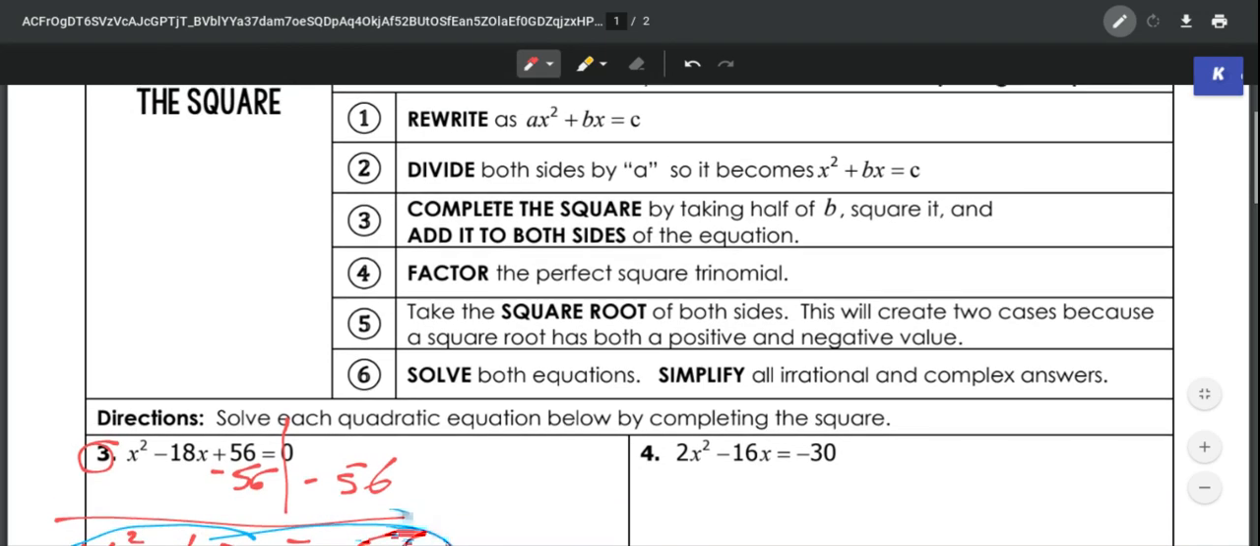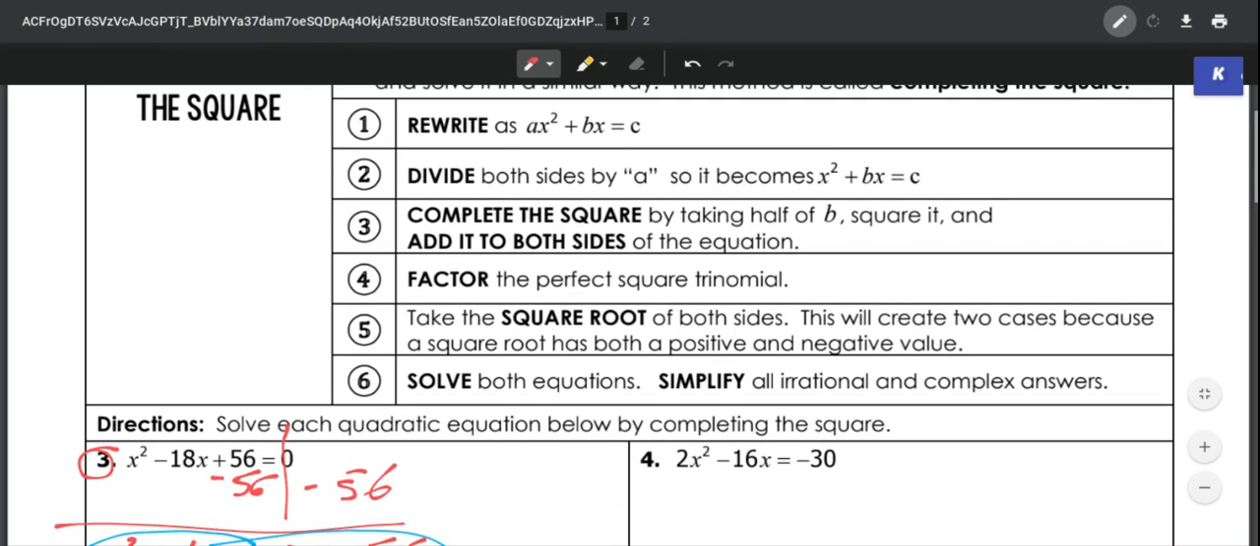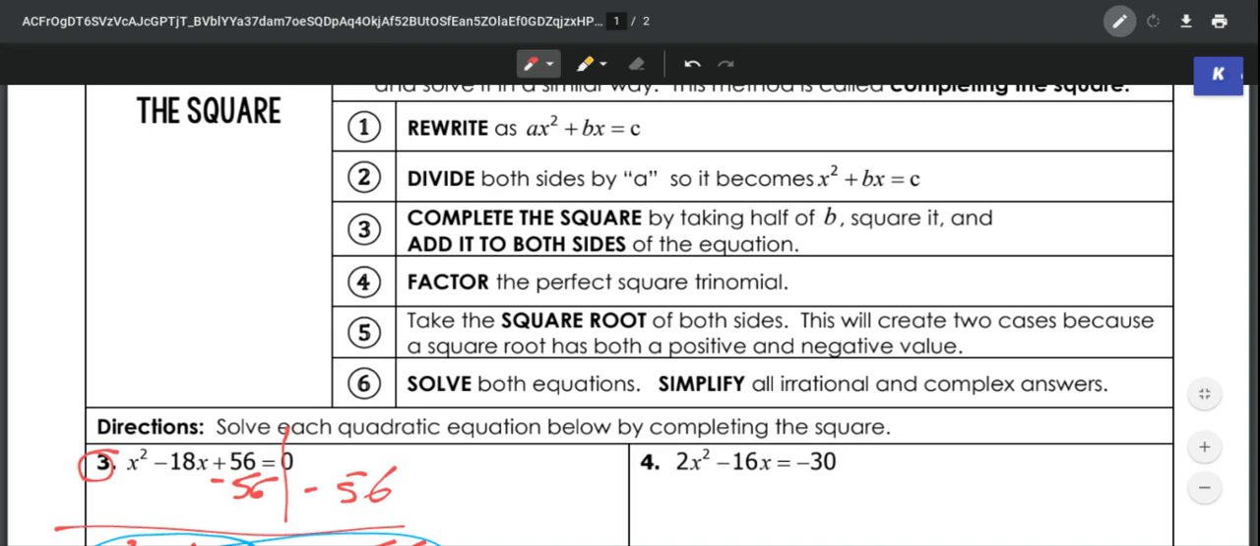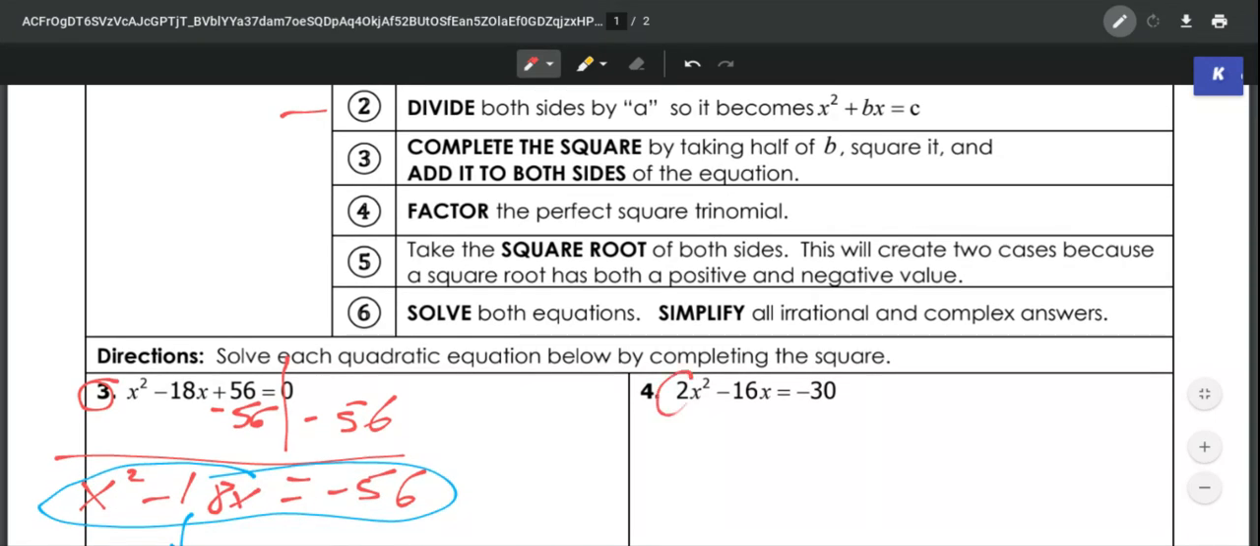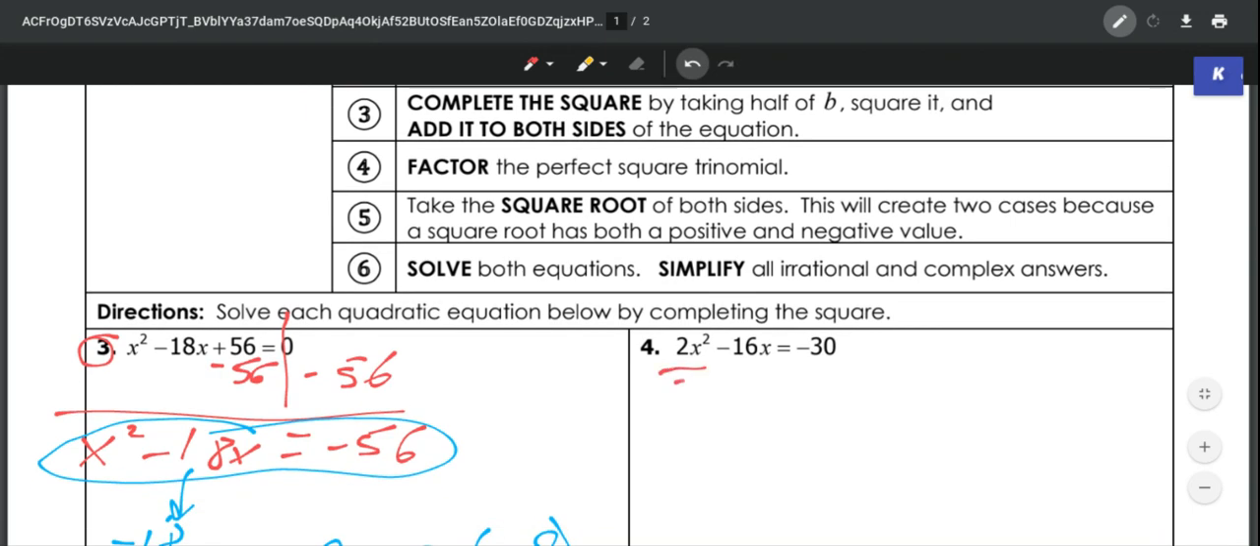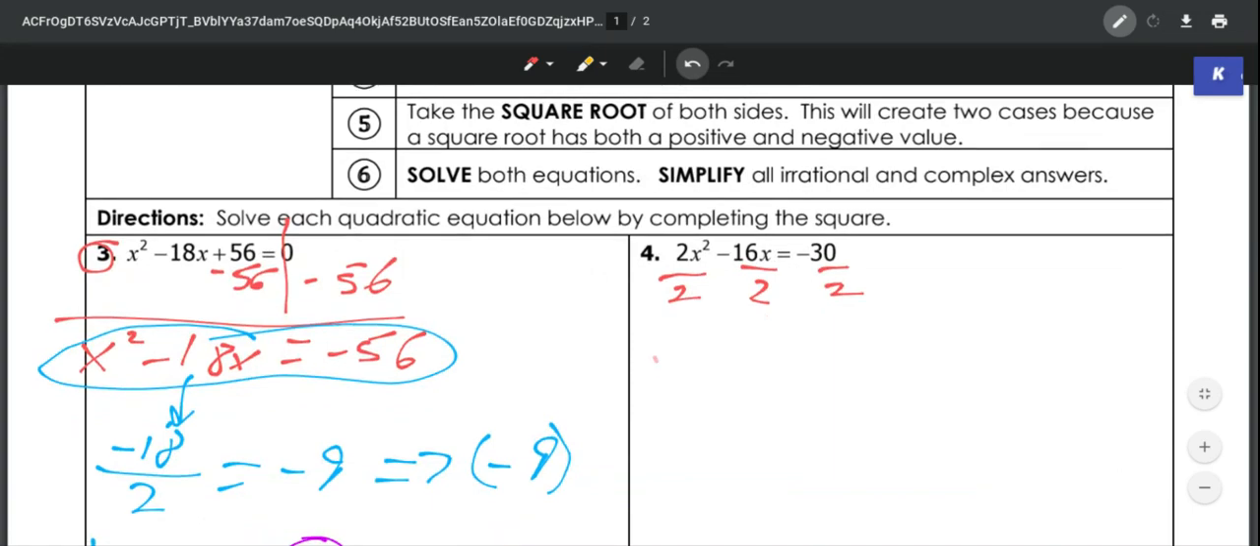So we're going to rewrite our equation, which is already rewritten, so we don't have to do step 1. Step 1's already done for us. Now we need to divide both sides by a. So in this problem, a is 2. So you have to make sure that you go and divide each of these terms by 2. That will give us x squared minus 8x equals negative 15.